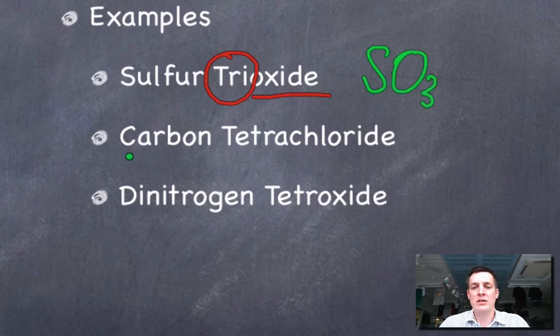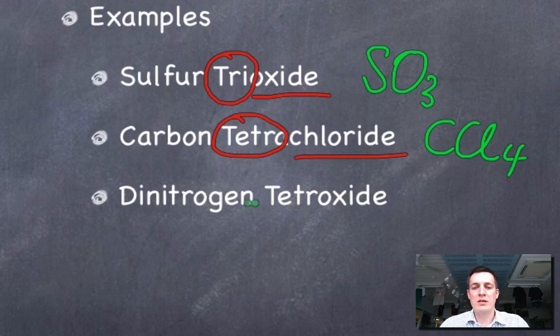Okay. This one is telling us again that there's one carbon atom, it's first up, so we're not using the prefix mono. Carbon tetrachloride, so I've got 4 chlorines. So my formula will be CCl4.